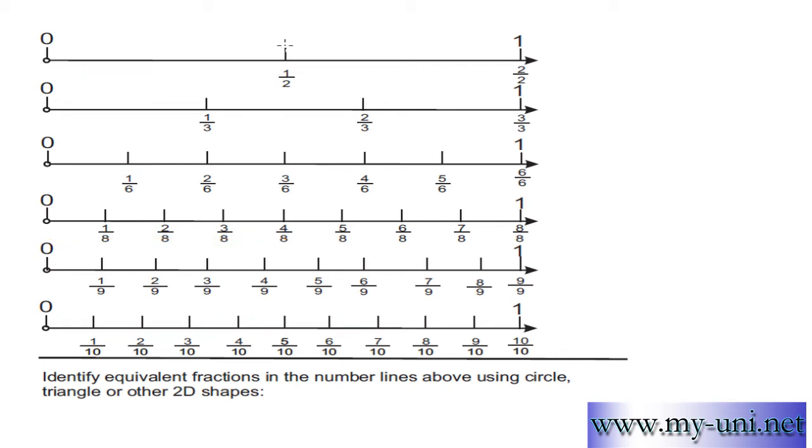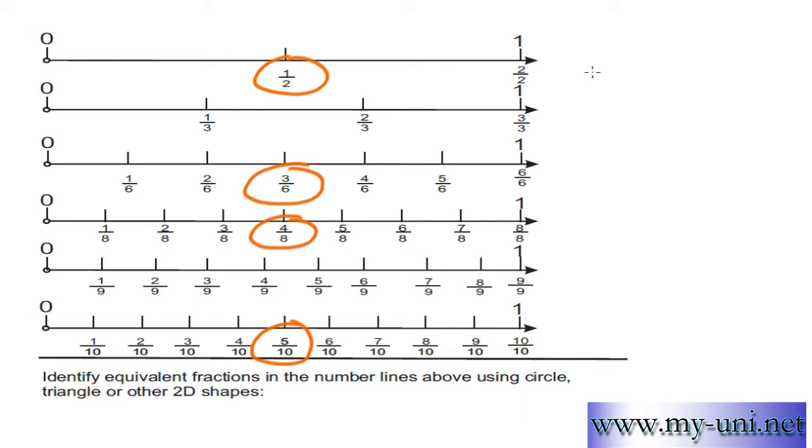If you draw a vertical line, you'll notice that the vertical line divides all the number lines of the same length exactly into half. And so what it means is that 1 over 2, 3 over 6, 4 over 8, and 5 over 10 are equivalent fractions, and they will all reduce to the lowest term, which is 1 over 2.